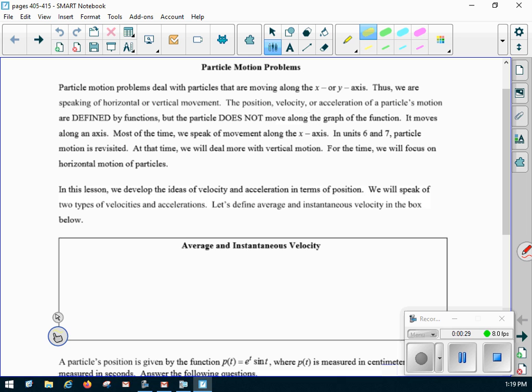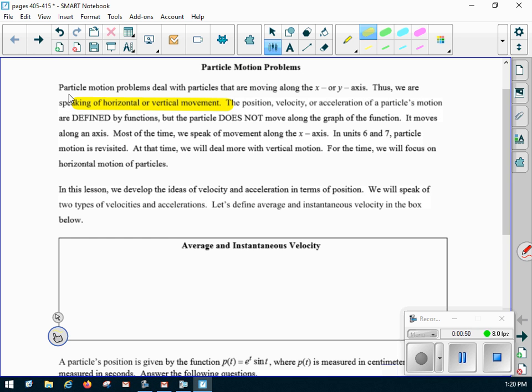Come on, there you go. Thus, we are speaking about horizontal or vertical movement. We are just going to be talking in this lesson about horizontal movement. So the particle is going to be moving along a horizontal path along the x-axis.